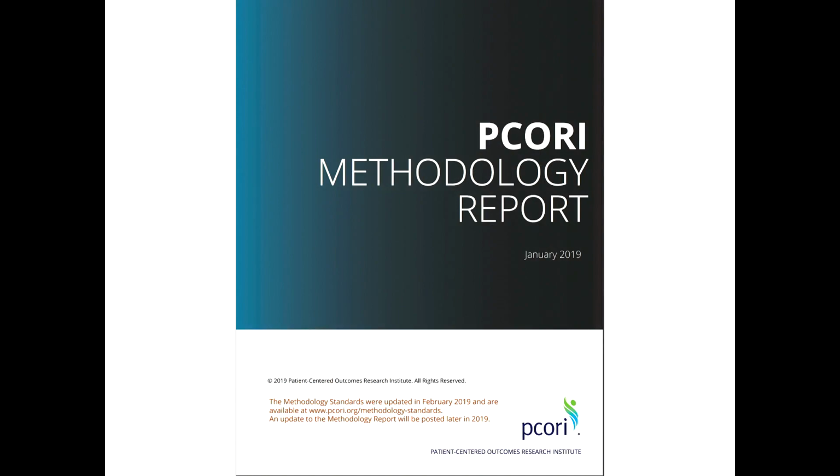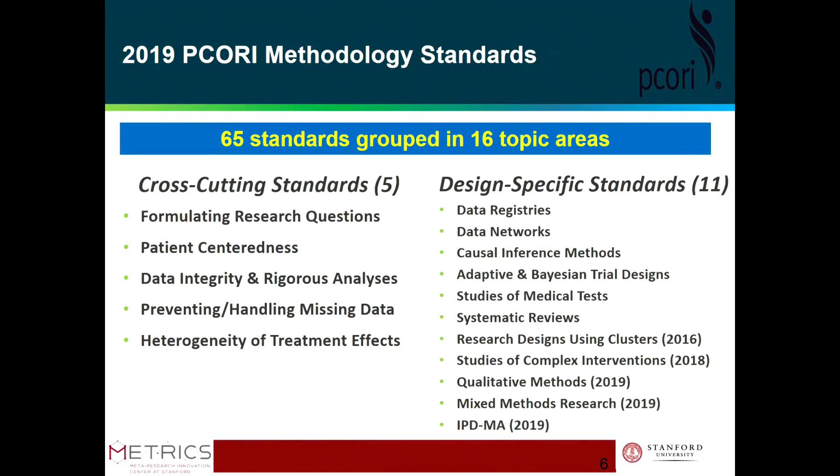So these are all listed in the PCORI methodology report. Here are the groups of standards. There's 65 standards grouped into 16 topic areas. The 5 categories on the left apply to all research: how to formulate a research question, patient-centeredness, which is in the name of the institute, data integrity and rigorous analyses, missing data, heterogeneity of treatment effects. That reflects the kind of research we fund.